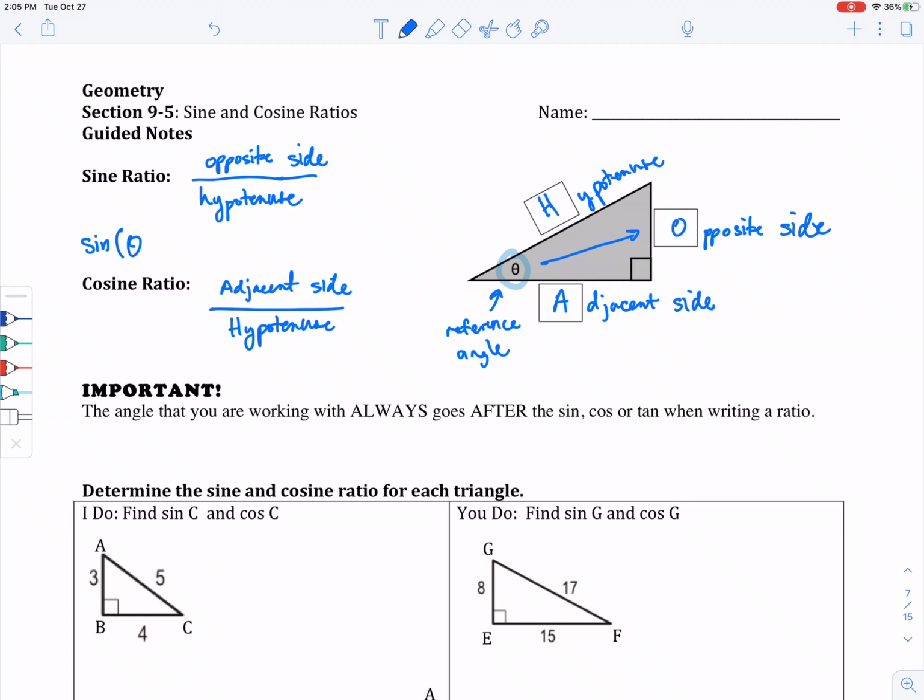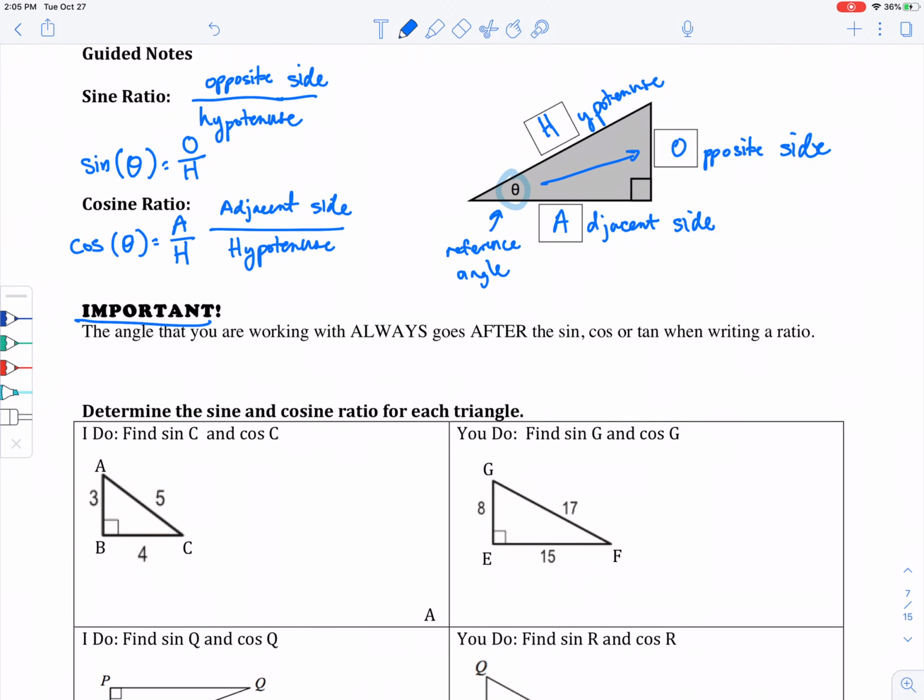Okay. For sine, the shortened version is just sin, but we call it sine. Again, we will include an angle with it, and it'll be O over H. So sine theta equals O over H. Cosine, we use cos, but we call it cosine of theta, would be adjacent over hypotenuse, A over H. Again, important to know that the angles are always going to be after sine or cosine, and we are only using acute angles. And not the right angle.